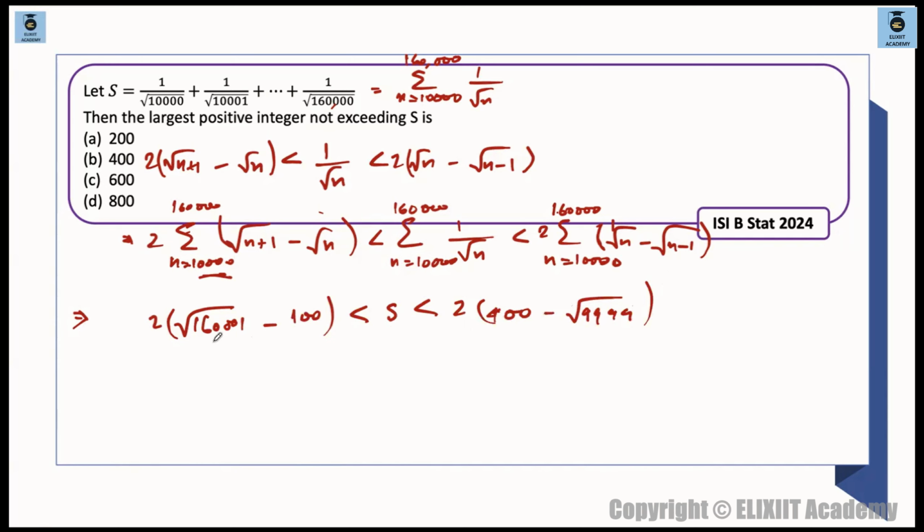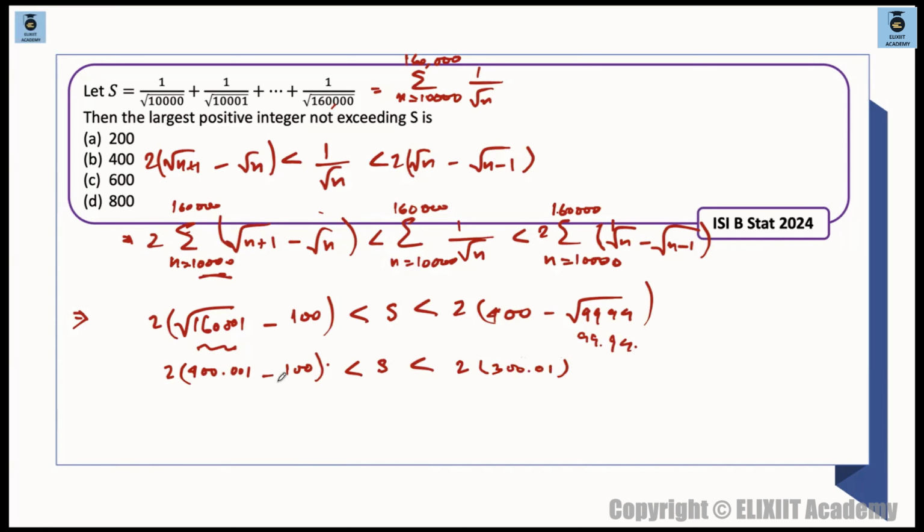Now you can clearly see from here, the square root of 1,60,000 is basically 400. So this is approximately 400 point something. So 400.001 and minus 100. So 2 times of 400.001 minus 100 and less than S less than. Similarly, this is approximately square root of 9,999, which is 99.99 something. Approximately again, this will be 2 times of 400 minus 99.99. This is approximately somewhere around 300.01.